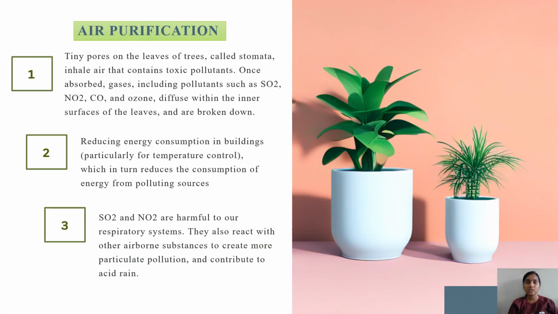Air purification. Tiny pores on the leaves of trees, called stomata, inhale air that contains toxic pollutants. Once absorbed, gases, including pollutants such as SO2, NO2, CO, and ozone, diffuse within the inner surface of the leaves and are broken down, reducing energy consumption in buildings, which in turn reduces the consumption of energy from polluting sources.